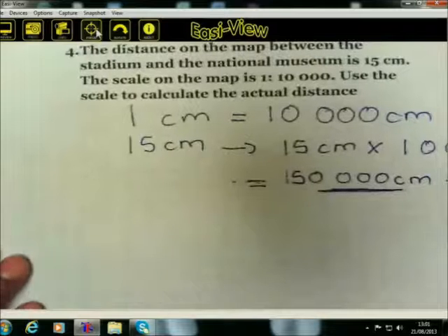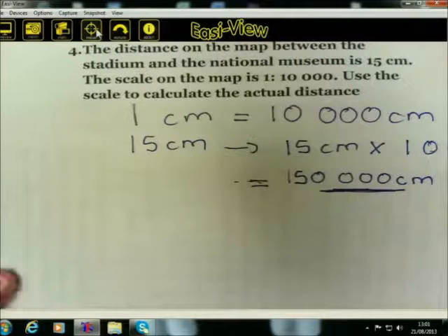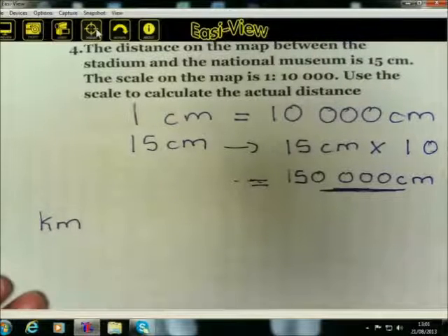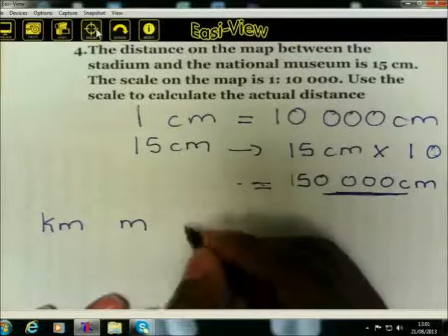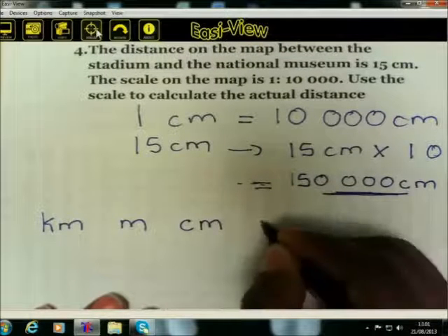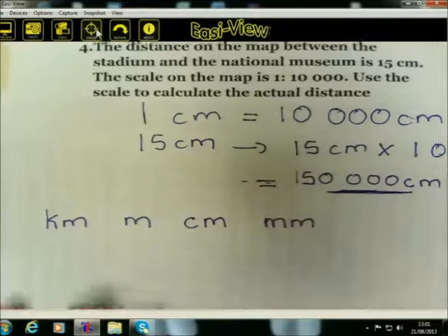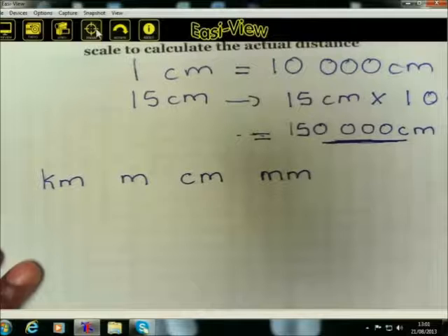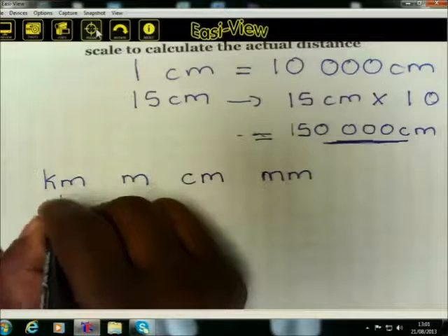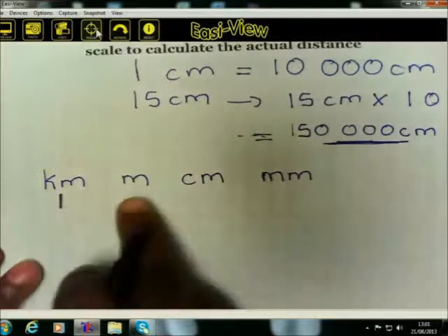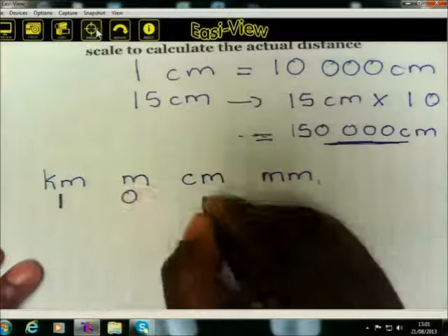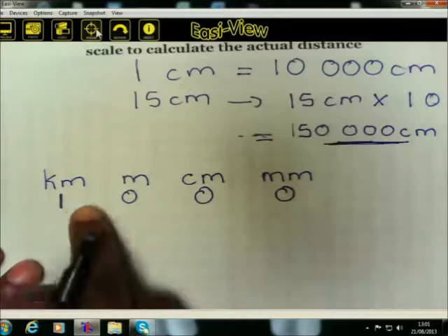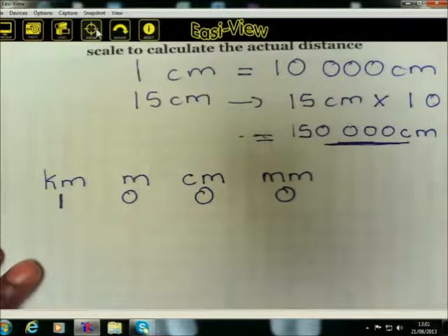Remember, in mathematical literacy, we are only working with 4 units: kilometers, meters, centimeters, and millimeters. Now, to convert 1 kilometer to meters, it equals 1,000. 1 kilometer is equal to 1,000 meters.